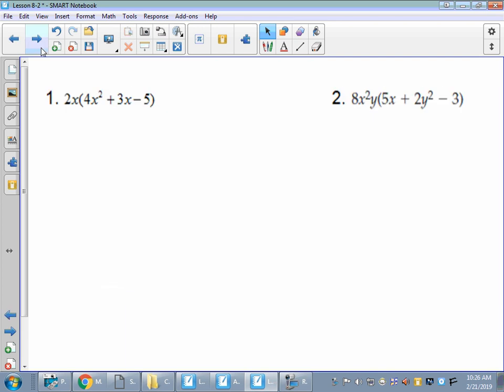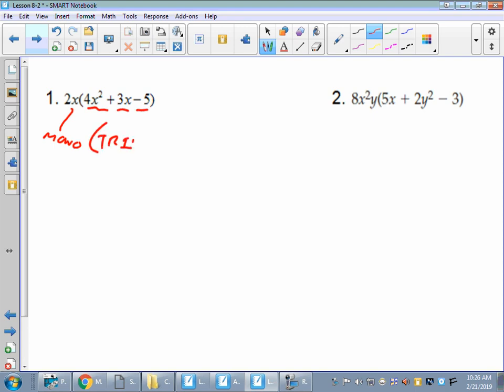Okay. So first thing here, we're going to try number 1. You can see the parentheses, so we know we have to distribute. So we've got 2x times 4x squared. So this is a monomial here. And then over here, we've got a trinomial, because there's 1, 2, 3 things. This is a monomial times a trinomial.